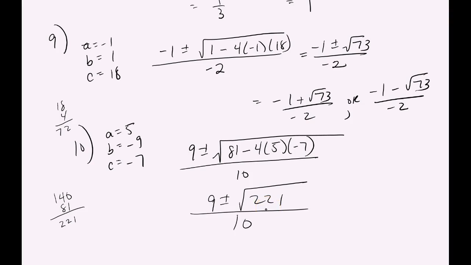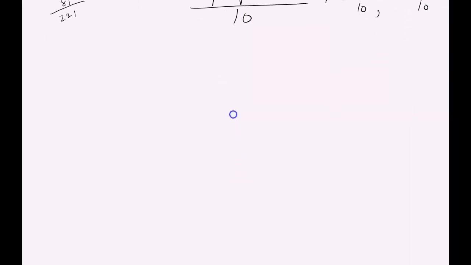140, yeah, I can't get that to break down. So once again, I'm just going to leave my answer as 9 plus the square root of 221 over 10, and 9 minus the square root of 221 over 10. If that breaks down and y'all figured it out, please let me know. I'm looking at it and I can't think of a way to break that into anything. So I would just have left it like that. All right, now we move on to the fun ones.